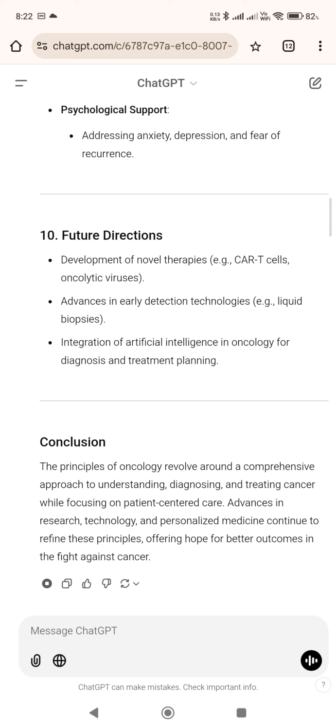Conclusion. The principles of oncology revolve around a comprehensive approach to understanding, diagnosing, and treating cancer while focusing on patient-centered care. Advances in research, technology, and personalized medicine continue to refine these principles, offering hope for better outcomes in the fight against cancer.